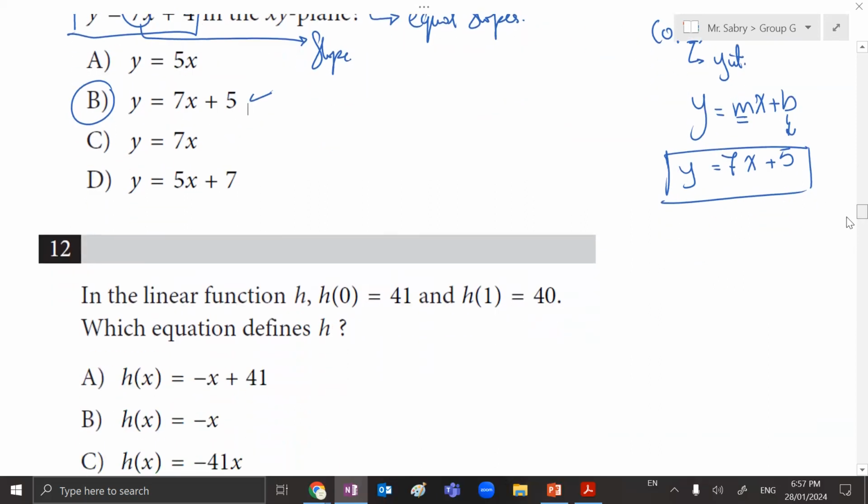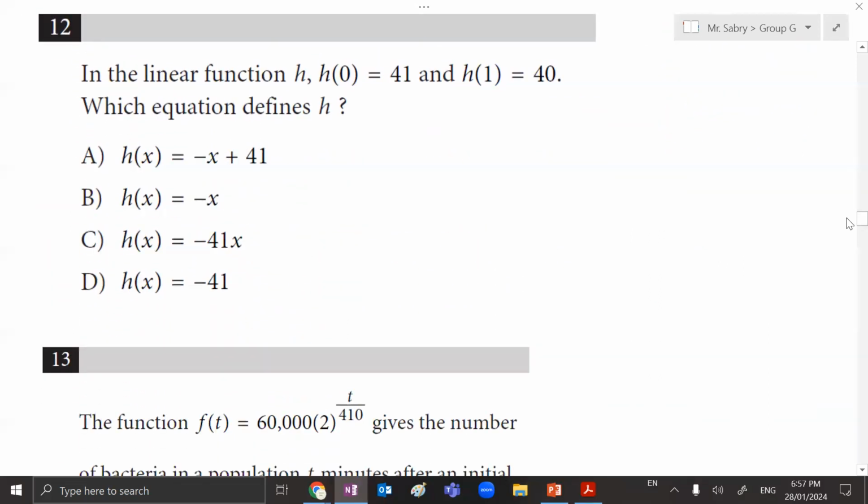Number 12. The linear function is this, and you're asked which equation defines h. These count as points because this is x and this is y. This is x and this is y. I can use them. They are 0 and 41, that's the first point. The second point is 1 and 40.